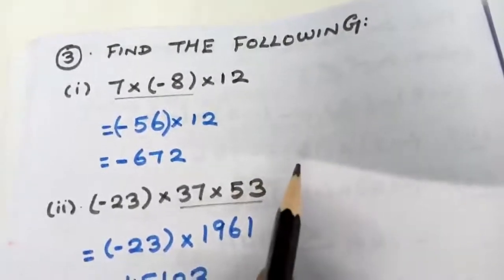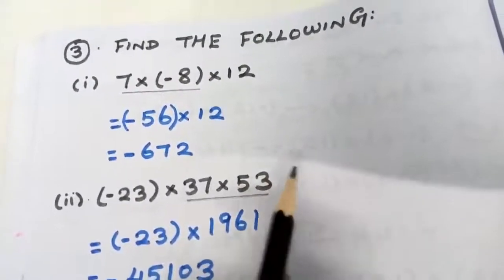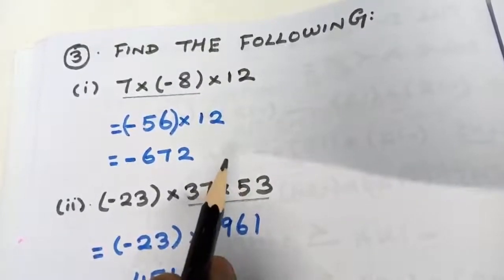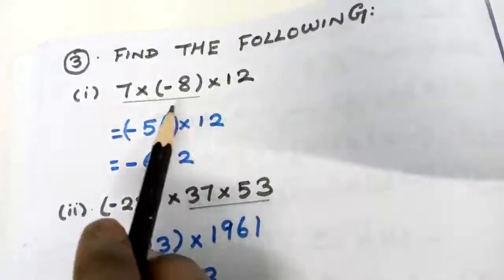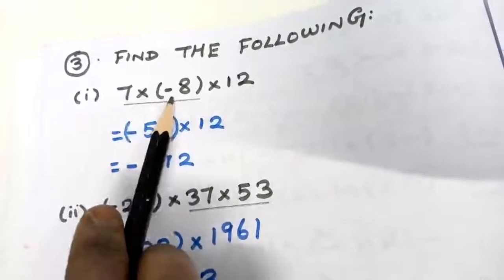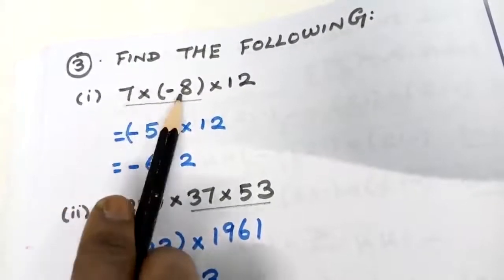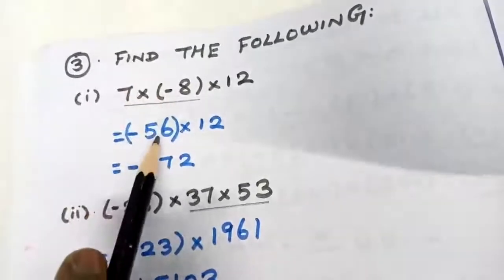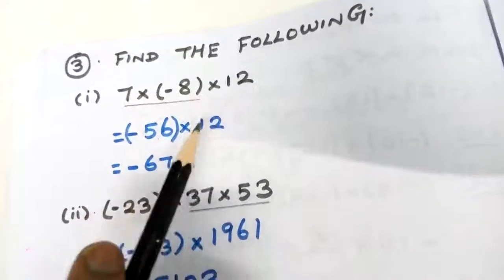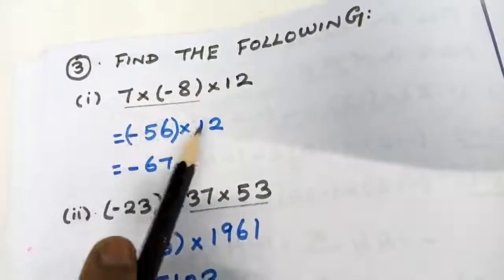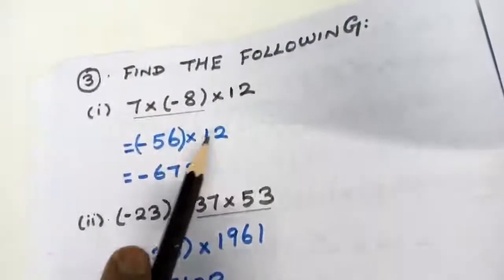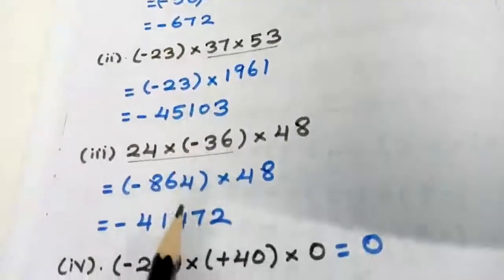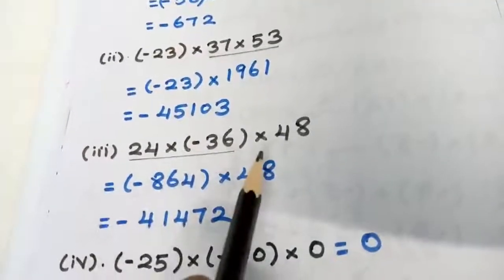Question number 3, find the following. Same multiplication concept you are going to use here, students. In case they give 3 or more numbers, you can do the calculation in any way. What I am doing here is, first I am taking two numbers and multiplying. Plus into minus, minus; 7 8s are 56. 12 I am keeping as it is, students. So minus into plus, minus 56 into 12 you will get as 672.